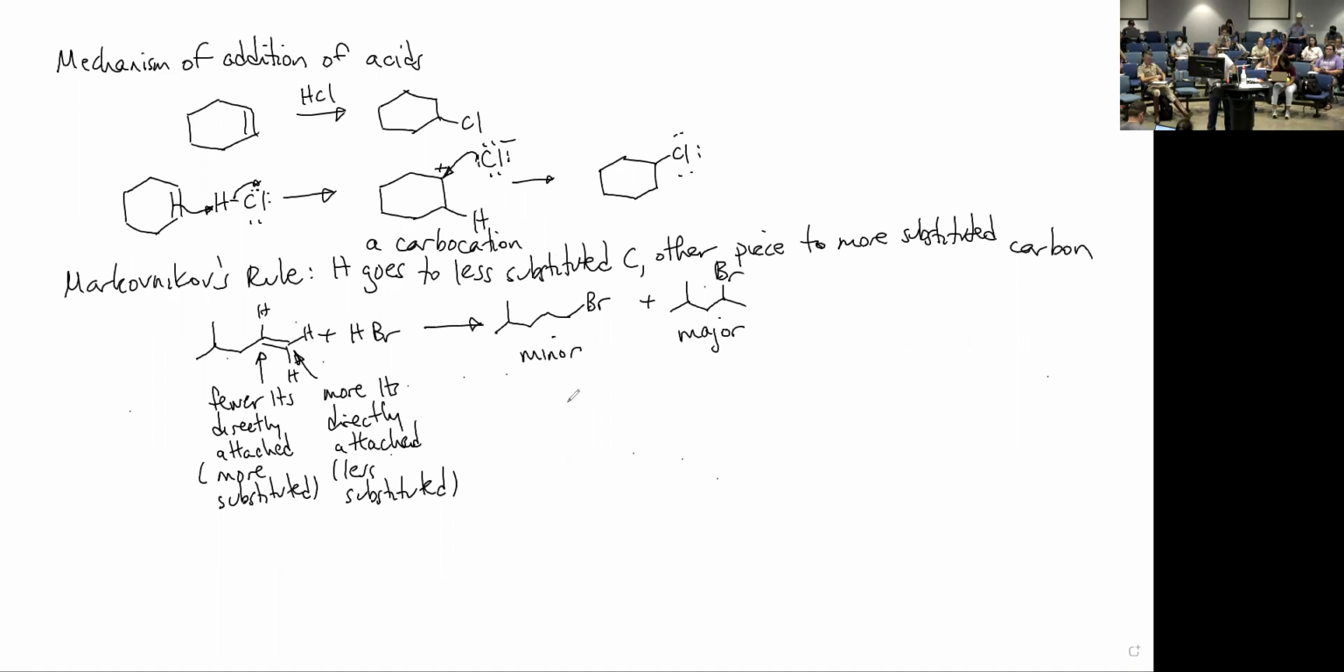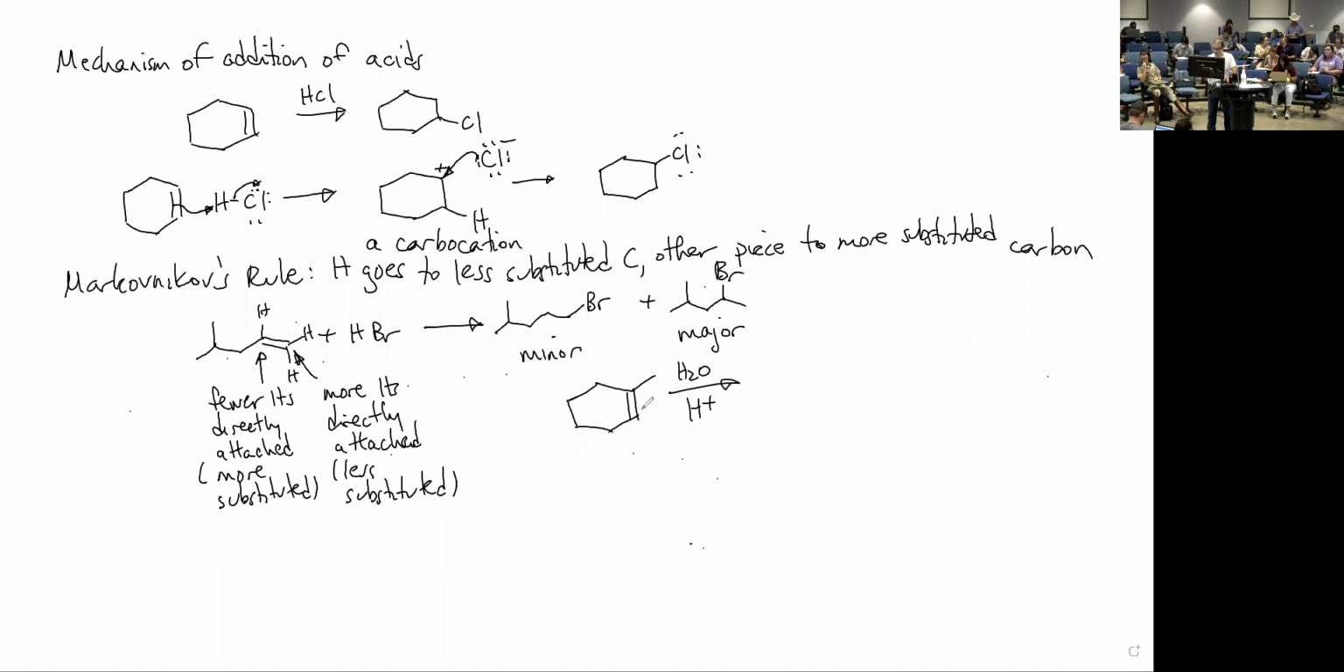So what if instead of cyclohexene, we started with 1-methyl cyclohexene? Let's say that we treated this with H2O and H+. In other words, we're doing a hydration. What's going to be the major product?